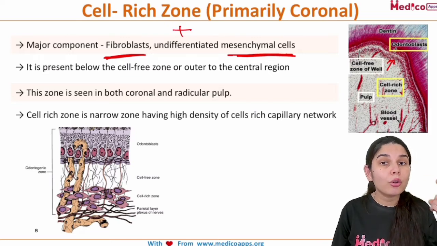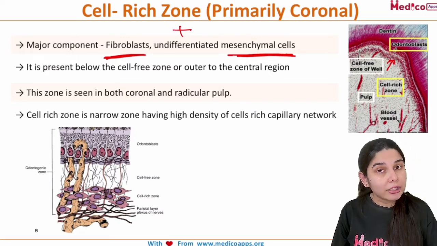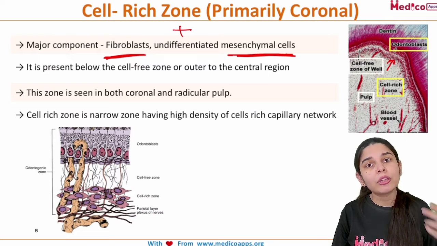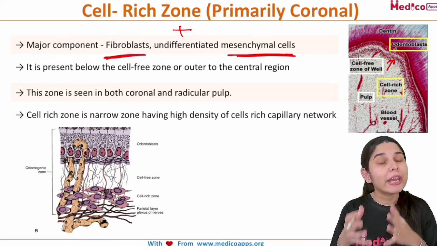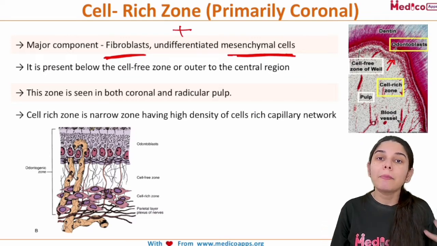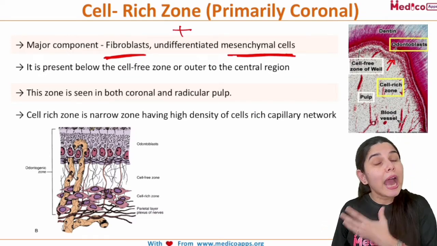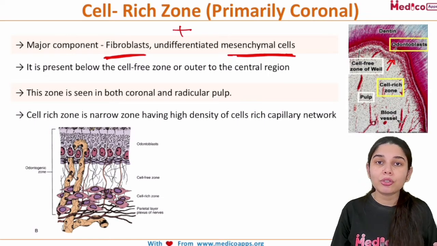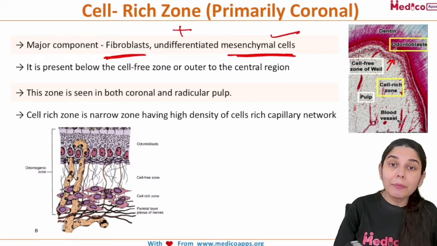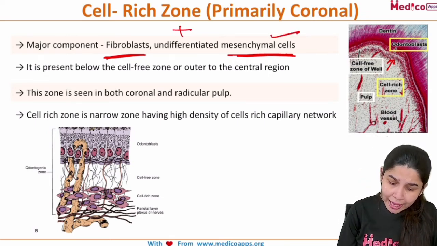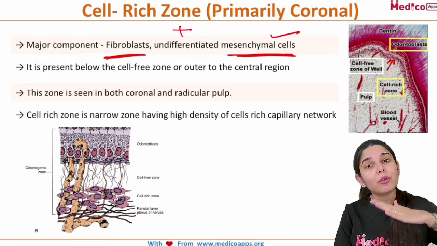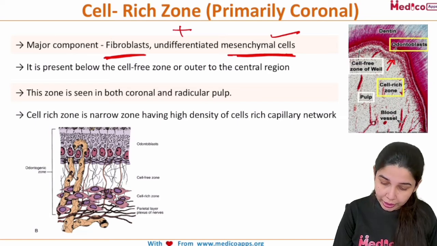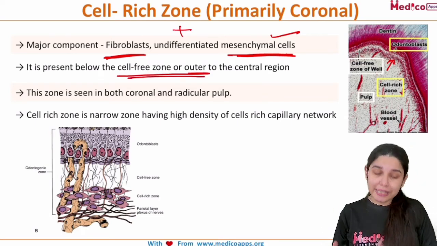The odontoblastic zone had odontoblast cells. The cell-free zone or the Weil zone, what was it having? It was having a network of nerves which is called the plexus of Raschkow. And here the cell-rich zone consists of the fibroblast and the mesenchymal cells. This is the third layer, so it is present below the cell-free zone. Okay, here it is present below the cell-free zone.